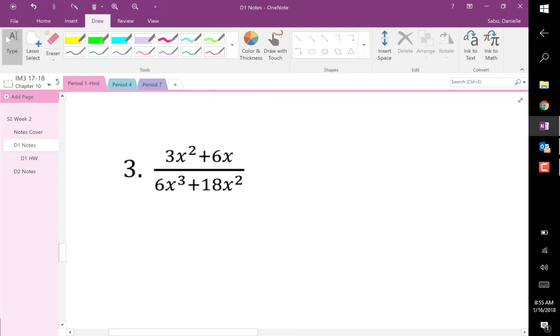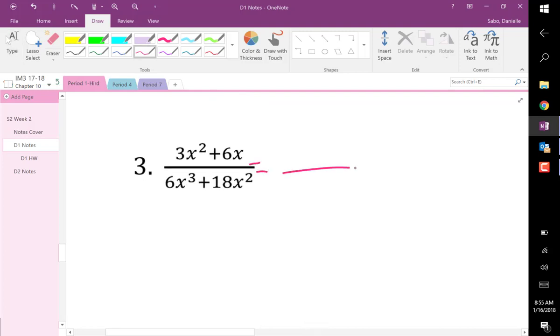Now, again, step by step. Step 1 is to factor both the numerator and the denominator. Now, I always start with numbers first. Good, I can factor out a 3 because 3 goes into 3 and 6 evenly. I could put that in a calculator and I would get a nice, pretty answer. So 3 is on the outside. Is there something else I can factor out besides 3 that's common?